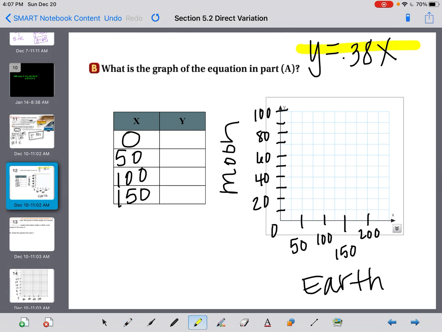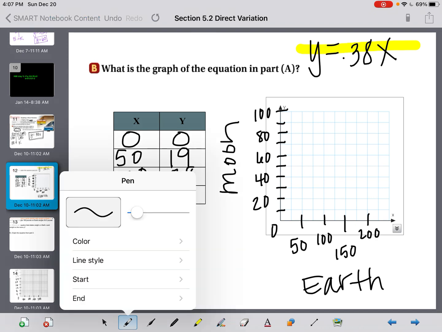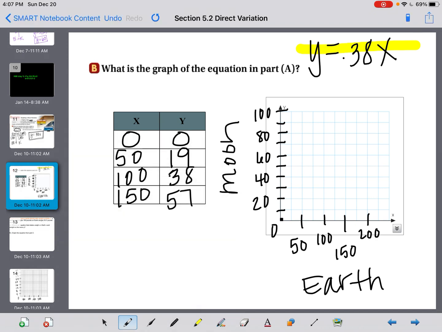So 0.38 times 0 just gives me another 0. 0.38 times 50 gives me 19. 0.38 times 100 gives me 38. And 0.38 times 150 gives me 57. Now I'm going to graph these points as ordered pairs. My first ordered pair is at 0, 0. My second ordered pair is over 50, up 19. Then over 100, up 38.